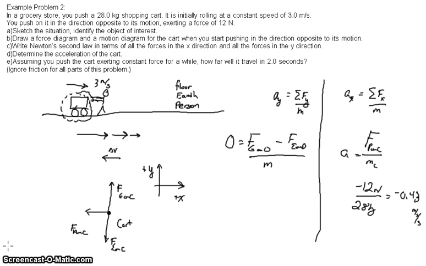So now, assuming you push the cart with a constant force for a while, how far will it travel in 2 seconds? This goes back to our motion diagram. Initially, it was moving at 3 meters per second, you're pushing it for 2 seconds, and you have an acceleration of 0.43 meters per second squared. So now you can go back and use your motion equations to figure out how far the cart would travel.